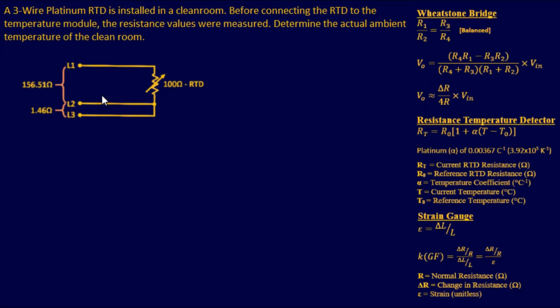Right, let's jump right into our first example. For this one, we have a 3-wire platinum RTD and it is installed in a clean room. Before connecting the RTD to a temperature module, the resistance values were measured. Determine the actual ambient temperature of the clean room.